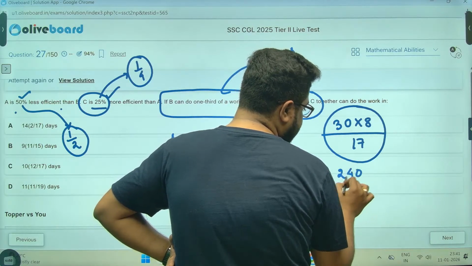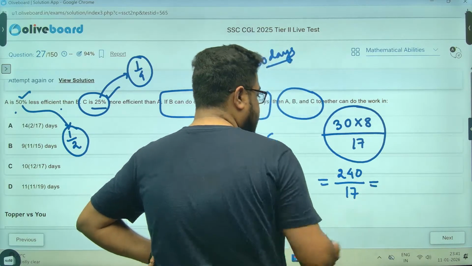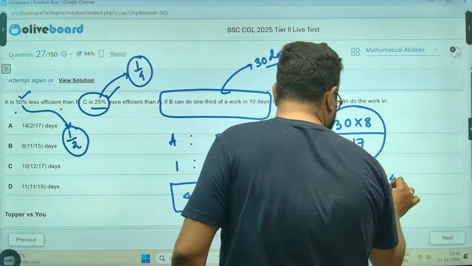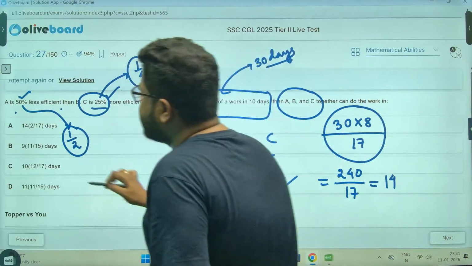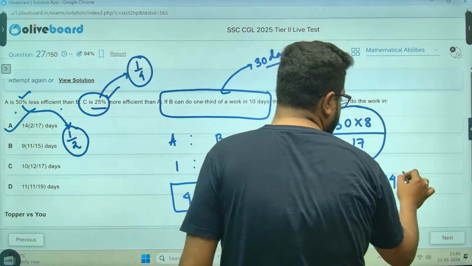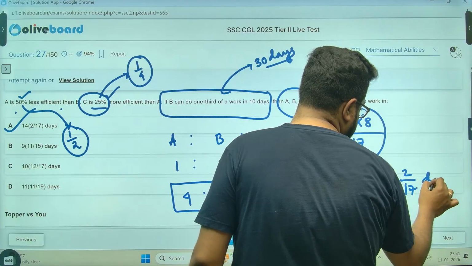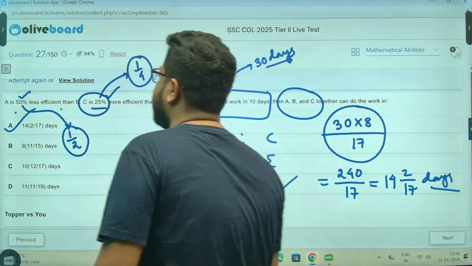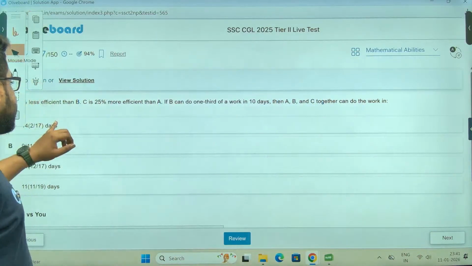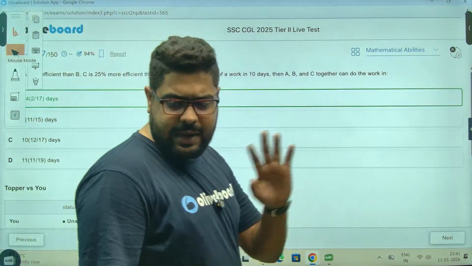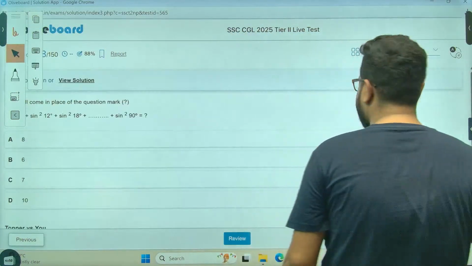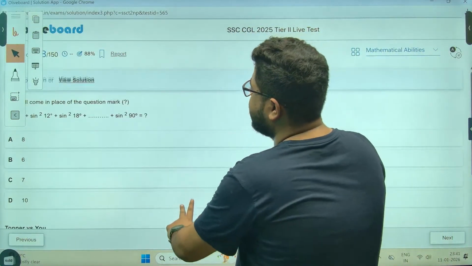240 divided by 17. Okay. 14 whole something. Sir, option A is the answer. 14 whole 2 by 17. Done. Option number A. Clear, sir? Again, very simple.